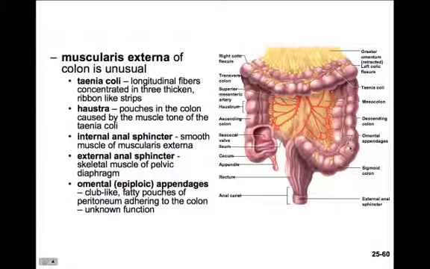We don't really know what the function of these are yet, but they're club-like fatty pouches that hang off the colon. Both the ascending and descending colon are retroperitoneal. However, the transverse colon and the sigmoid colon are intraperitoneal. So again, it's like half of the large intestine got pushed through the peritoneal lining and thus has serosa, and the other 2 ascending and descending portions remained behind the peritoneal lining.